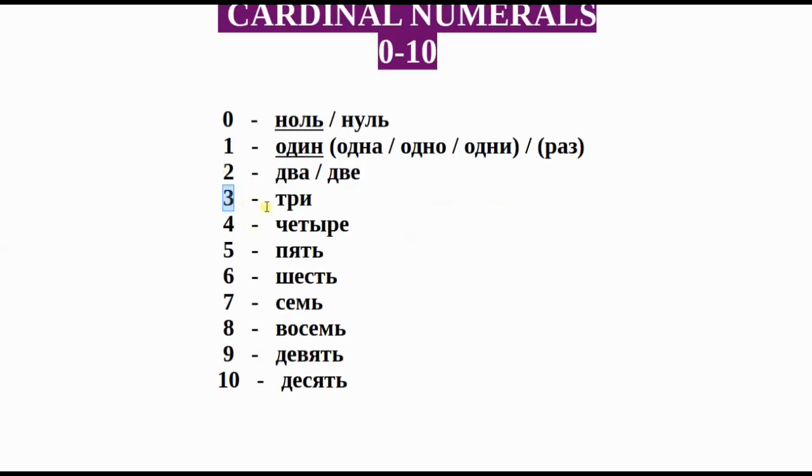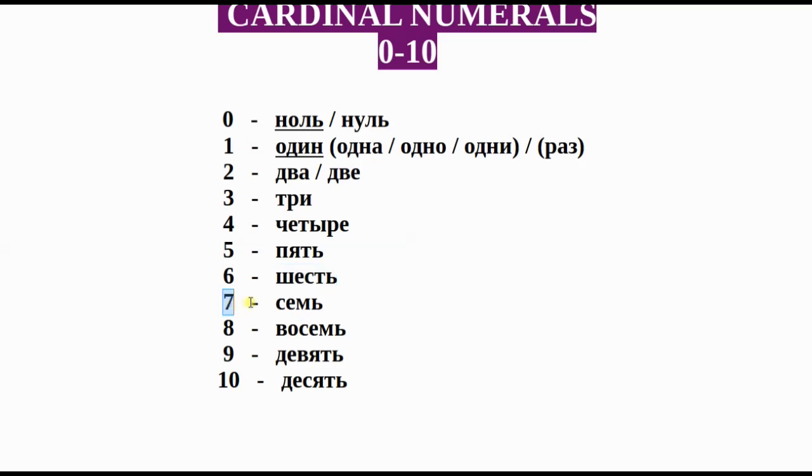Next we have 3, which is три. It sounds very much the same, but when you're pronouncing 3 in English, you put your tongue between your teeth, and in Russian the sound t is pronounced with your tongue not between your teeth, so you pronounce it as три. Next we have 4, which is четыре. Next we have 5, which is пять. Next we have 6, which is шесть.